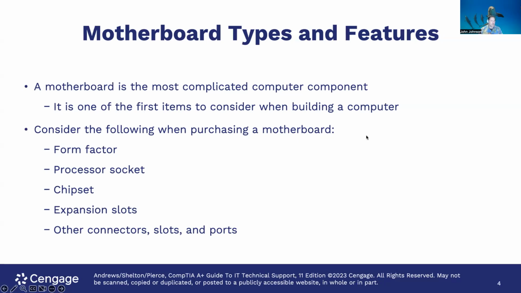So the following things are what we consider when we're purchasing a motherboard. One is the form factor. You've got several different types of form factors. If you already have a case in mind, that may limit your form factor. I would suggest that's not the most important thing, but for some people it is. The processor socket, the chipset, the expansion slots, other connector slots and ports, all these are things to consider. The big one that they haven't put in here, which I personally consider every time, is cost, but each to his own.